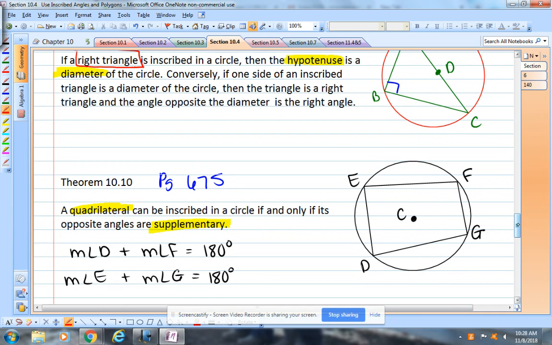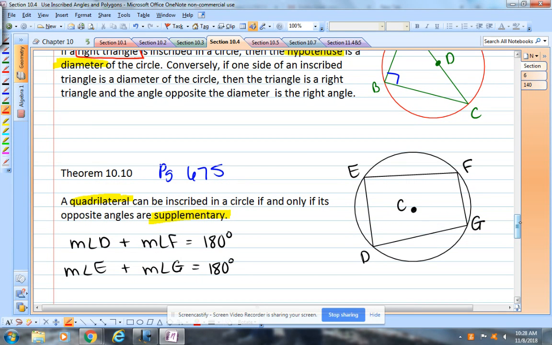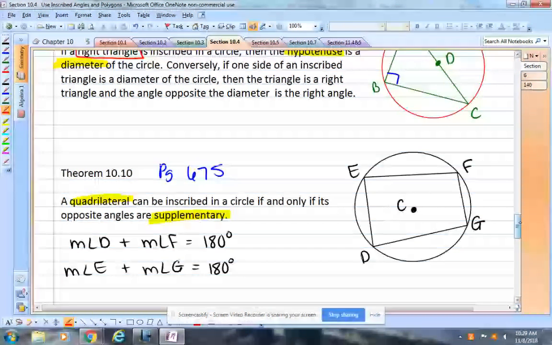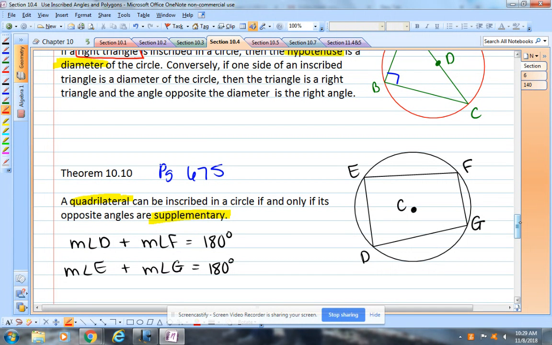And then this is a theorem about inscribed quadrilaterals. This is the bottom of your notes on your handout. It says a quadrilateral can be inscribed in a circle if and only if opposite angles are, what's that word? Supplementary. If it's a quadrilateral, it means it has how many sides? 4. So if a 4-sided figure with 4 vertices is inscribed in a circle, then opposite angles are supplementary.